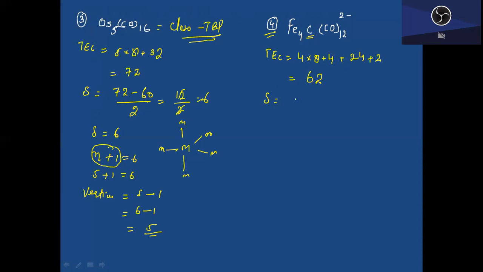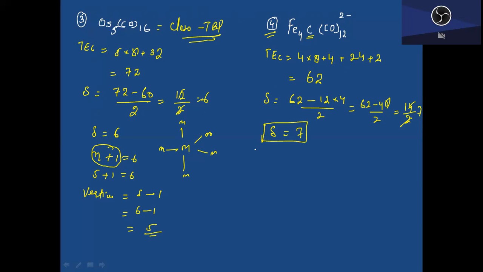So now determine skeletal electron pairs, that is 62 minus 12 into n, divided by 2. N over here is 4, and 12 4s are 48. 62 minus 48 divided by 2, so this will come out to be 14 divided by 2, which is 7. So in this case, skeletal electron pairs come out to be 7.